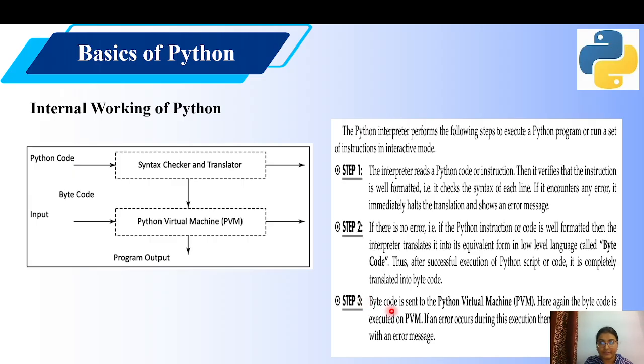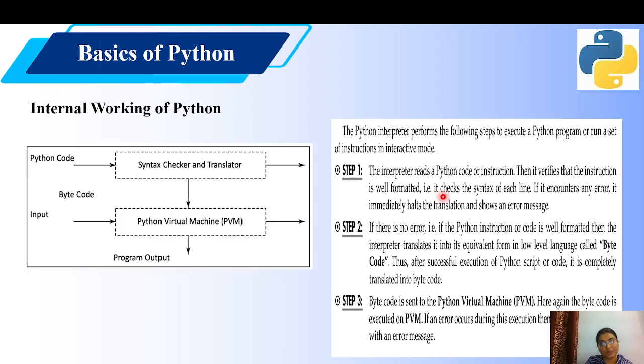So the very first step is the interpreter reads a Python code or instruction. It reads the instruction line by line and checks if it is written correctly. What do you think if I write print hello world and just miss this bracket? Of course, it throws an error. It is a syntax error. So yes, the interpreter reads a Python code or instruction, then it verifies that the instruction is well formatted. That is, it checks the syntax, right?